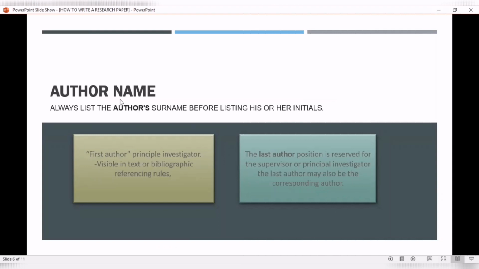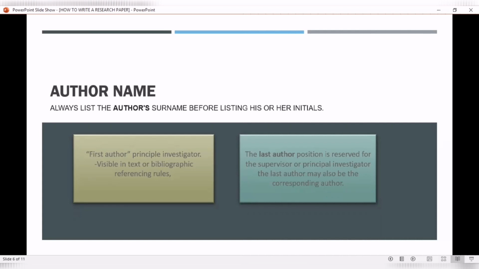And the next one is author name. The author names are listed in a manner that the author's surname is always listed before his or her initial name. In most cases, you will find only two authors, as I have discussed before. For those papers with only two authors, the first one is the first author or the principal investigator. This author is basically the major contributor who contributed most to that paper, and his or her name is mostly visible in the text or bibliographic referencing as well.